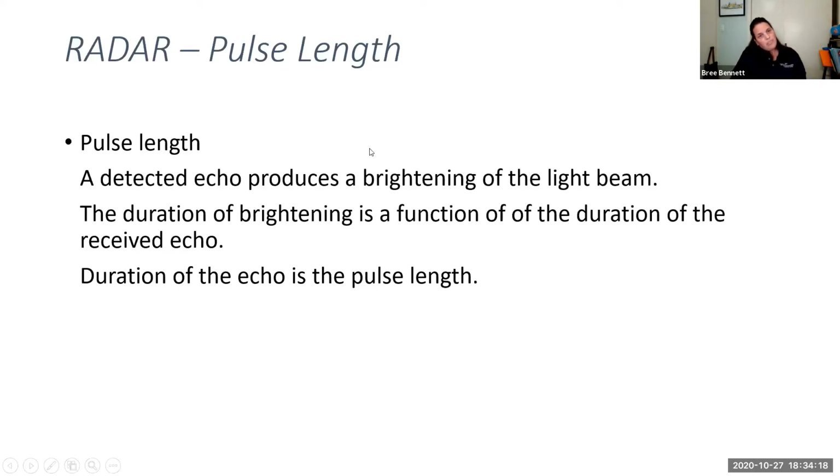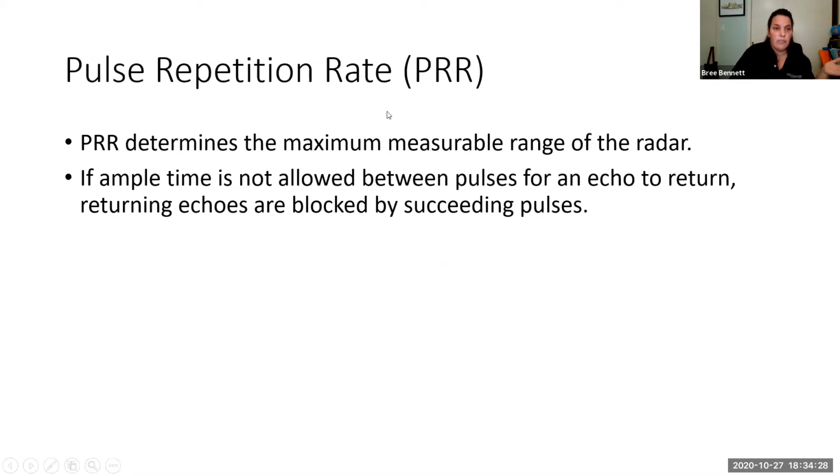A detected echo produces the light beam, and the duration of the echo is the pulse length. Okay. The pulse repetition rate, PRR, determines the maximum measurable range of the radar. If ample time isn't allowed in between pulses, returning echoes are blocked by the next pulses that go out.